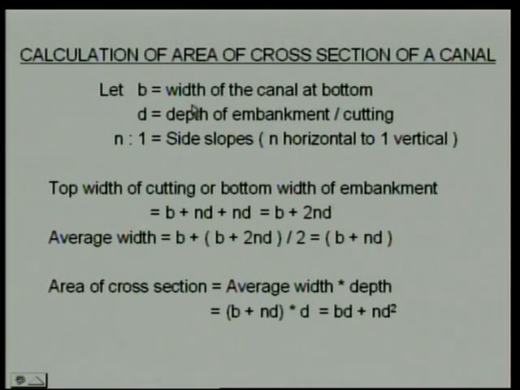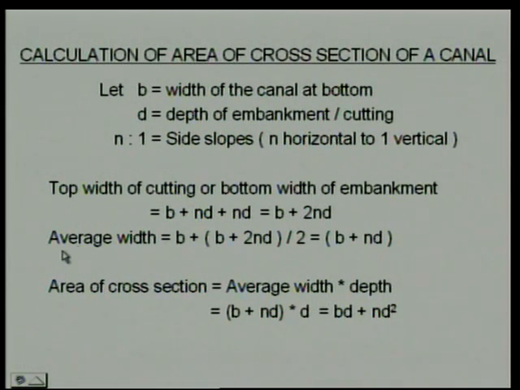Let B be the width of the canal at the bottom and D the depth of embankment or cutting. Since the cross section of a road or a canal is in the form of a trapezium, we are considering the depth of embankment or cutting. N:1 are the side slopes, that is N horizontal to 1 vertical. The top width of cutting or bottom width of embankment is nothing but the total width at the bottom of the canal section, B plus 2 into N into D.